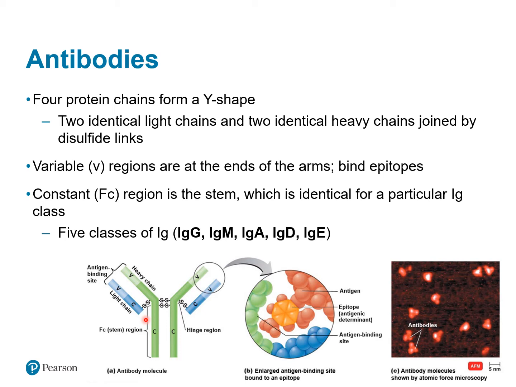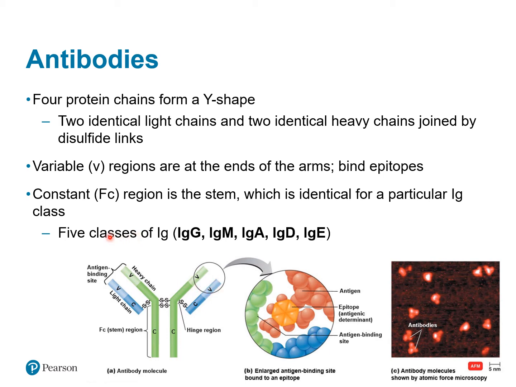Part of the antibody is constant, so it doesn't change. So basically this stem region right here, it's always going to be the same for all the antibodies that you have in your body. And then there's a portion of the antibody up here known as the variable region, and this is the part that's going to change from one antibody to another. And this is the portion that would bind to the specific antigen that you might have within your body.